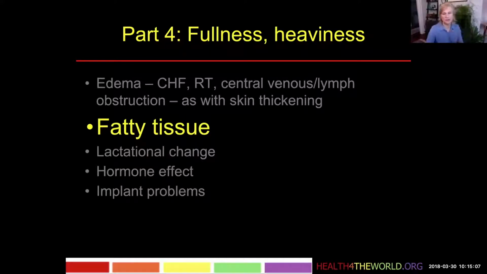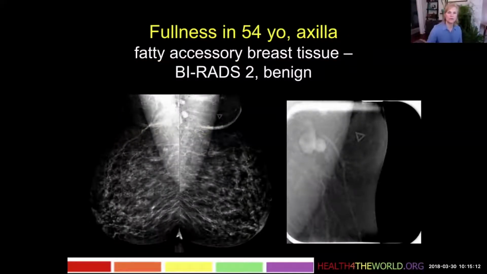Okay, we already talked about edema, we don't have to go back to that, but let's talk about fatty tissue now. Here's a patient that presented with fullness in both axilla, and you see here that she has very prominent axillary fat pads. Here on spot compression, we see normal nodes, but we see protuberant fat. It's completely lucent, no mass there, and that corresponds to her palpable area of fullness indicated by the triangle there. So axillary fatty tissue causing fullness in the axilla.